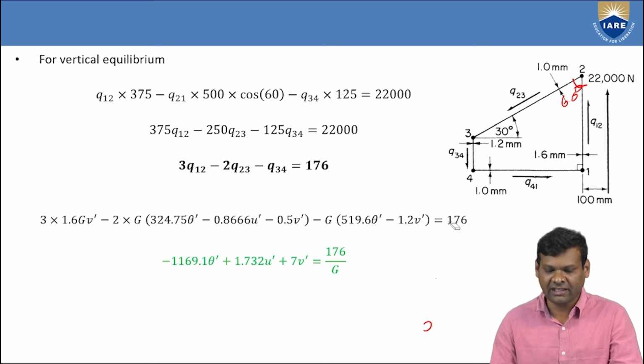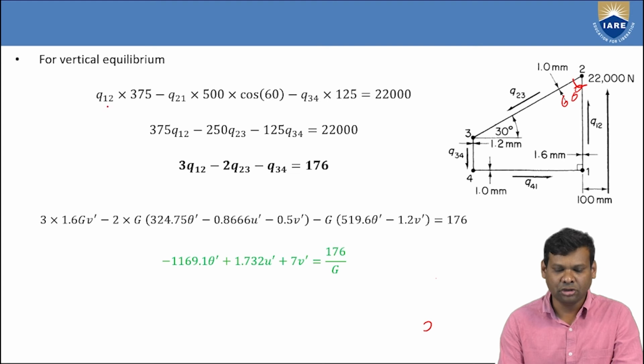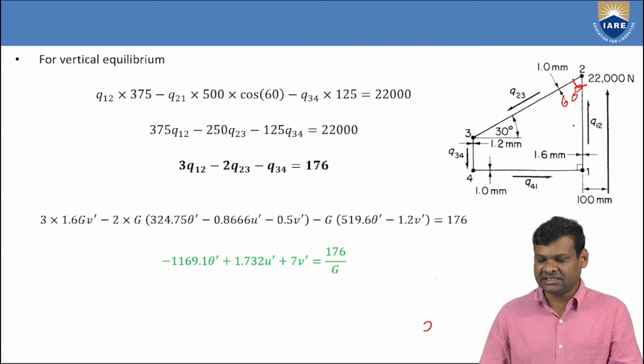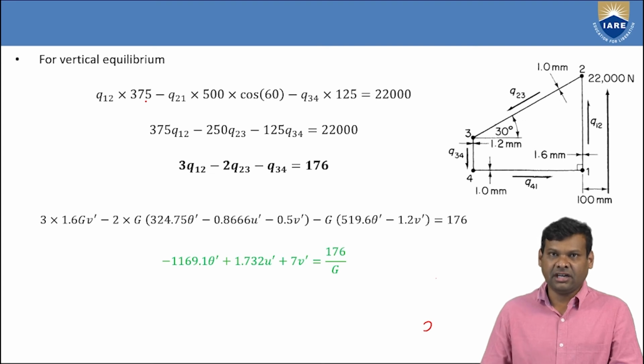Okay, now finally what we get is Q23 into the length of the element is the force which is existing within this element. The total element length is 374. Q12 into 374. This is the magnitude of the force which is existing within an element of Q12. And similarly, Q23, the total length is 500 mm into cos 60.